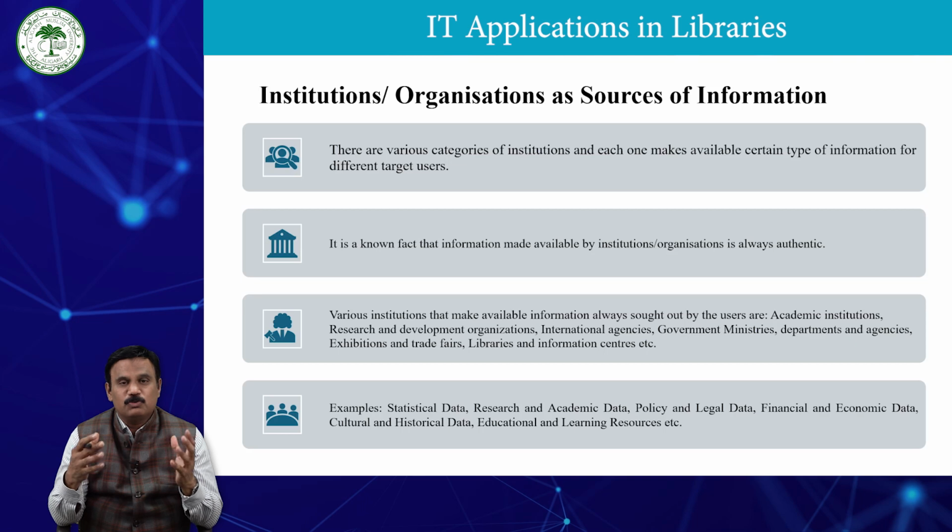And what are the different institutions and organizations as a source of information? These are various categories of institutions. Each one makes available certain types of information for different target users. It is a known fact that information made available by institutions or organizations is generally authentic. Various institutions that users always seek out are academic institutions, research and development organizations, international agencies, government ministries, departments and agencies, exhibitions and trade fairs, libraries and information centers, etc.